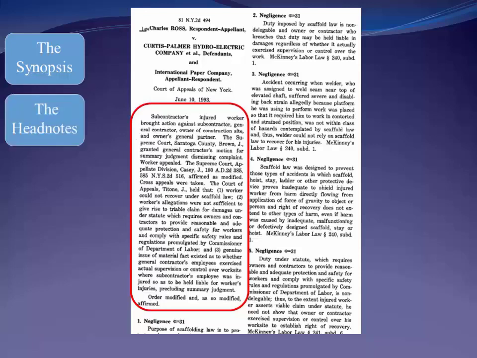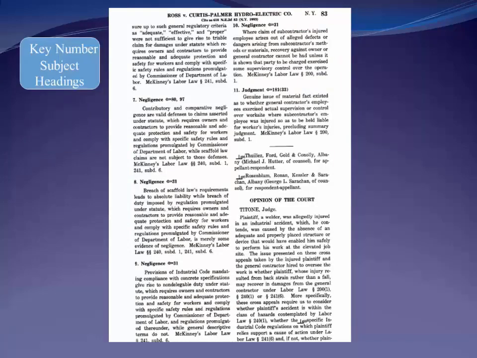And the head notes are an innovation of West that came about 100 years ago. The idea is that a West editor will take every single legal issue that is presented in a case and summarize it in a head note. This way you can more efficiently read the cases and see what the legal issues are that are involved in this particular case. Once the head note is written, the editor will assign a key number subject heading to it. So the big heading is negligence, and then it's broken down into these smaller subtopics or keys. And these are really finding aids.